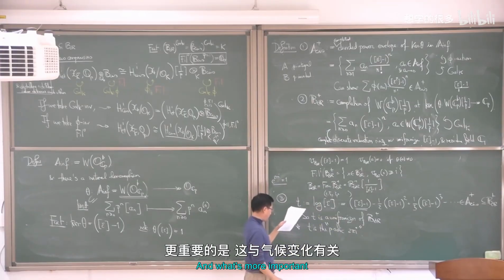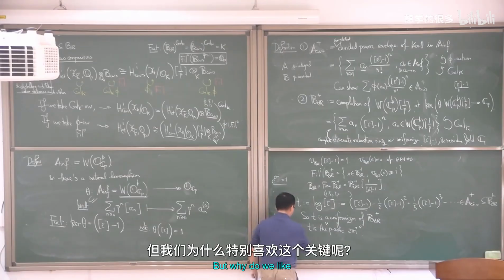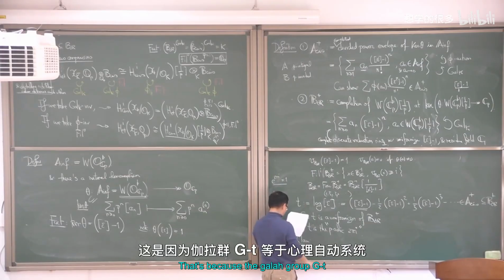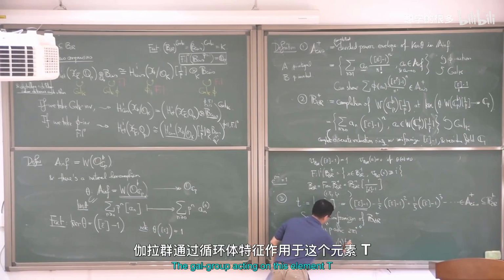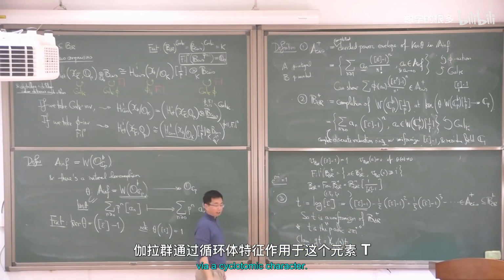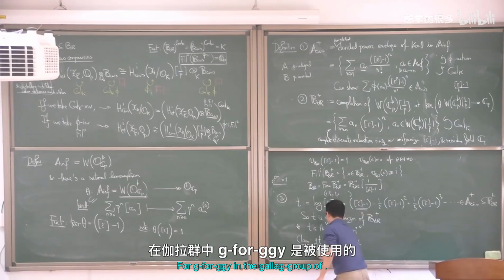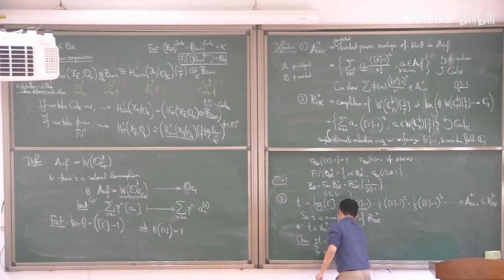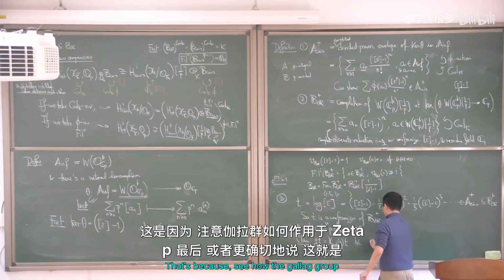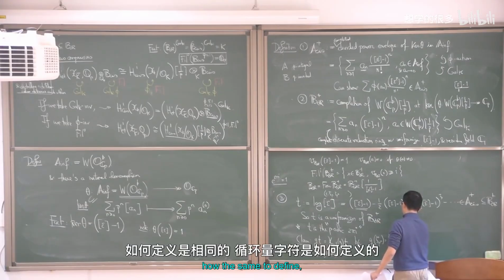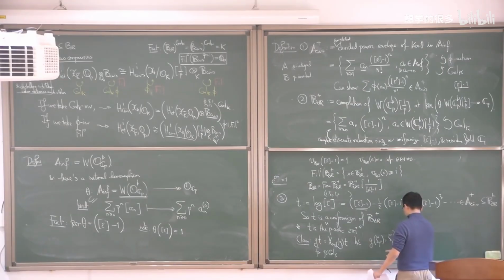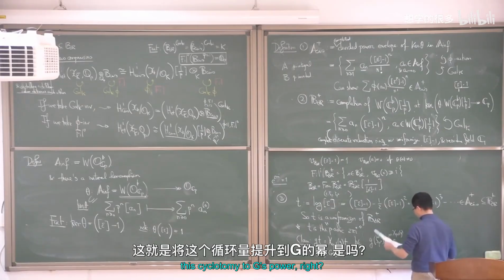And what's more important is why we like this particular t here. That's because the Galois group acts on this element t via the cyclotomic character. That's because of the following: for g in the Galois group, see how the Galois group acts on zeta p to the n. Rather, this is how cyclotomic characters are defined: raising to the power of the cyclotomic character of g.